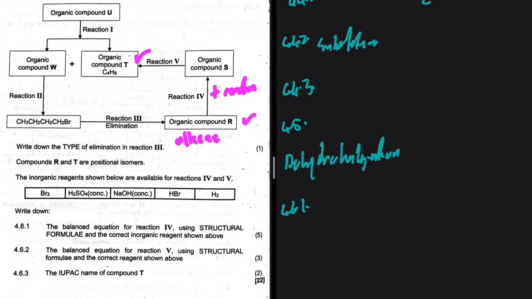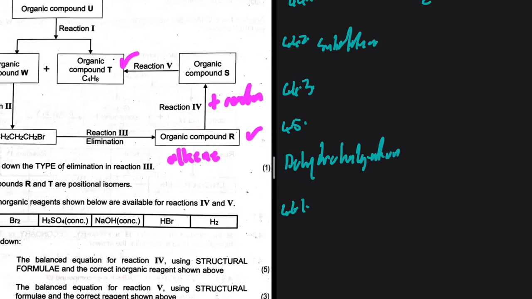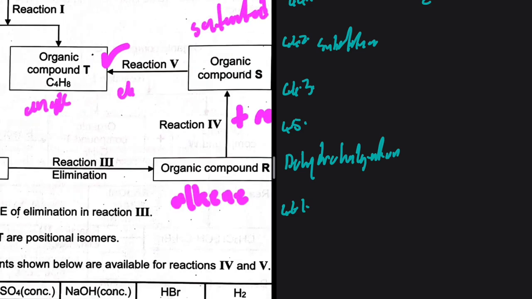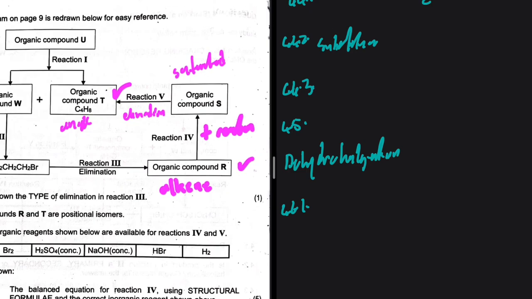Okay, it's fine. We already know that reaction 4 is an addition reaction. So what is reaction 5? If it is an addition reaction, it means that here we end up with a saturated compound. And then here, organic compound T is unsaturated, right? So reaction 5 is elimination. If we start with a saturated and we end up with an unsaturated compound, it is elimination. Something has been eliminated. So it is important for us to figure out that reaction 4 is addition and reaction 5 is elimination.